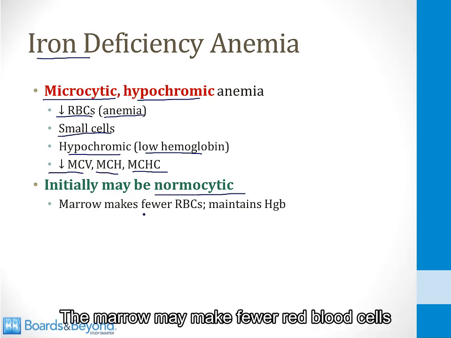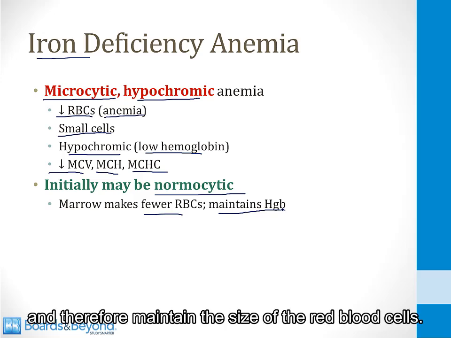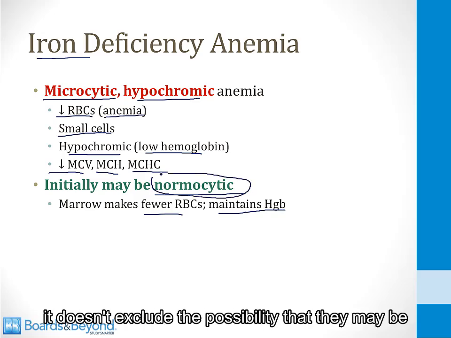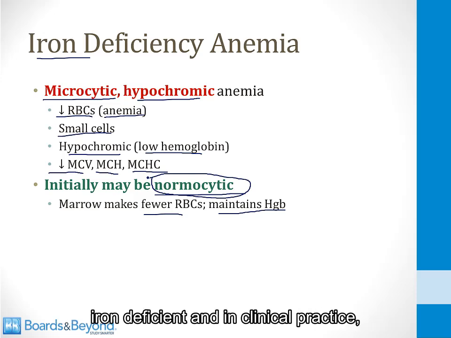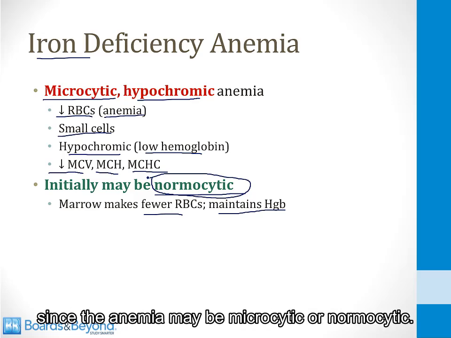The marrow may make fewer red blood cells but maintain the hemoglobin level, and therefore maintain the size of the red blood cells. So just because the patient has a normocytic anemia, it doesn't exclude the possibility that they may be iron deficient. And in clinical practice, measurement of iron levels is something that's routinely done in any patient who is anemic, since the anemia may be microcytic or normocytic.